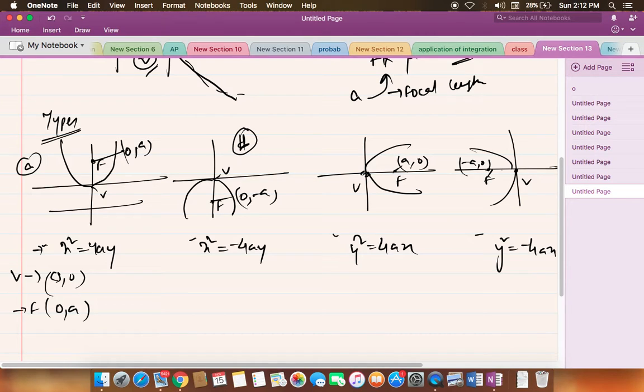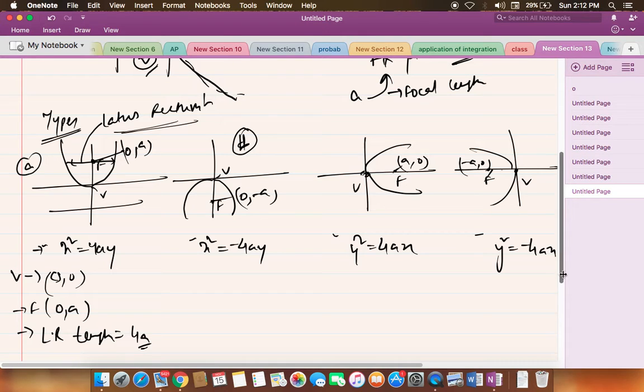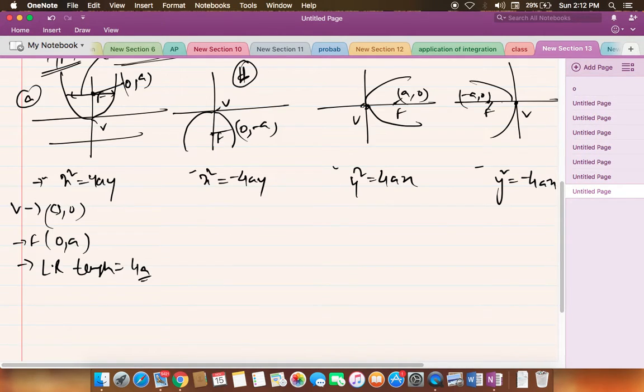The vertex is 0 comma 0, and this line is called the latus rectum. This is called the latus rectum, the line joining the end sides of the parabola and passing through the focus. The latus rectum's length is equal to 4a always, irrespective of which type of parabola it is. And the directrix equation is given by, this distance is also a, so this equation will be y equals to a.